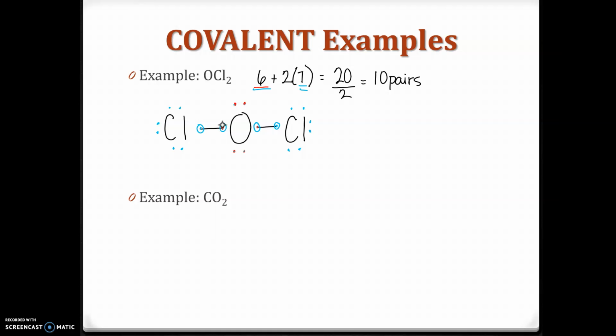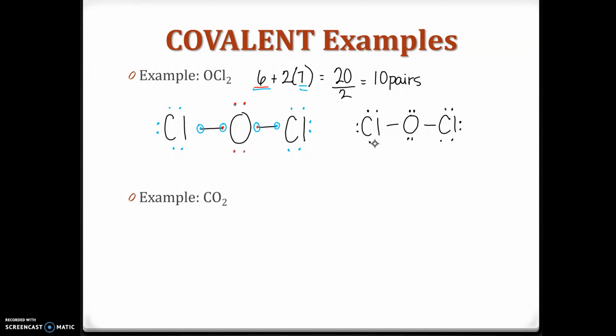So my final answer would look like this without all of the circles. So oxygen would be in the middle, chlorine would be on either side. We gave oxygen its 2 extra pairs of electrons, and then chlorine has its additional 3 pairs of electrons. At this point, everybody's octet is filled, and we're good to go.